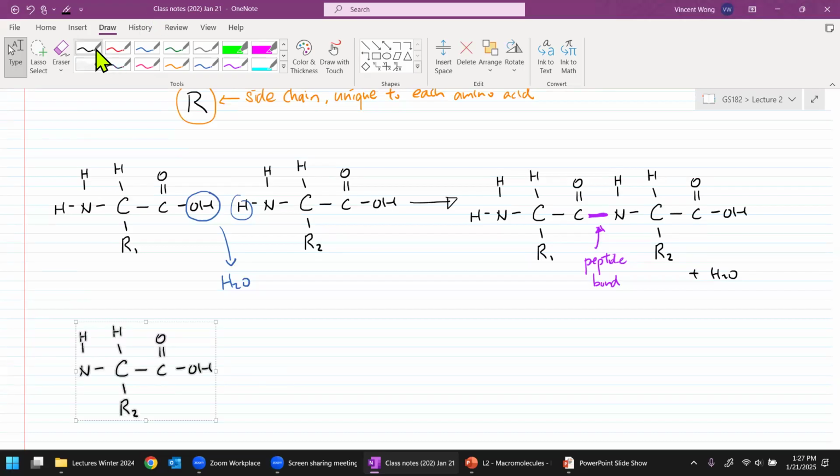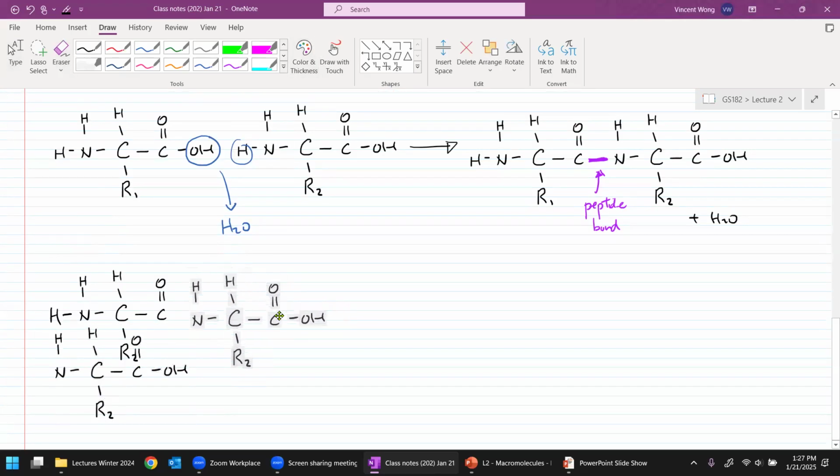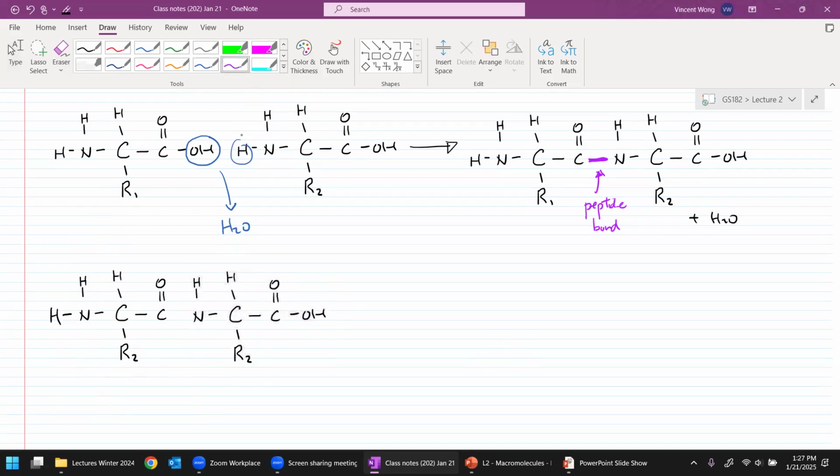So let's say I have this guy. And then I'm gonna make a connection with another one. But we're not gonna stop there, because that's just 2 amino acids. We actually need to do another one. Don't draw this, just watch. I'm just trying to make a point here. And so this would be R3. And then what's going to happen next?